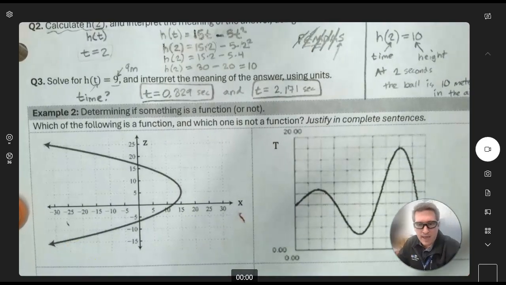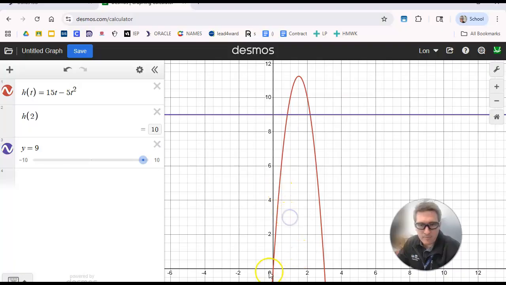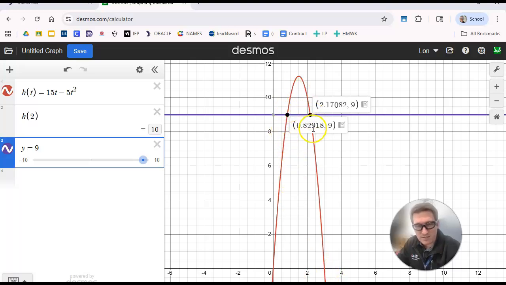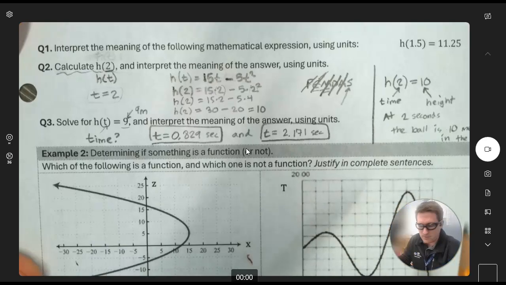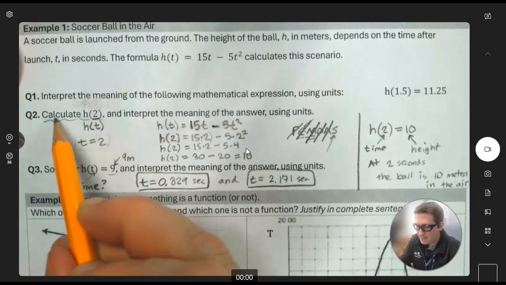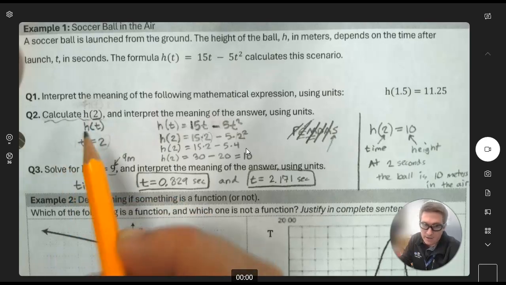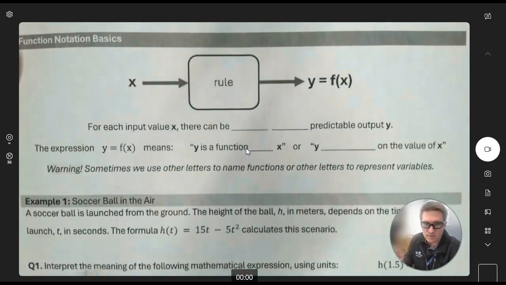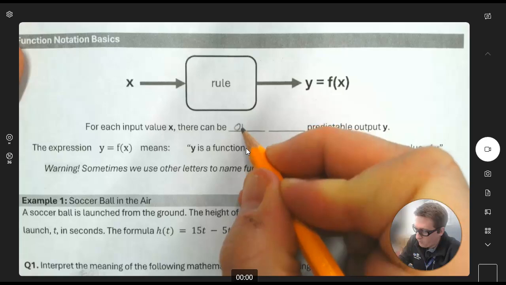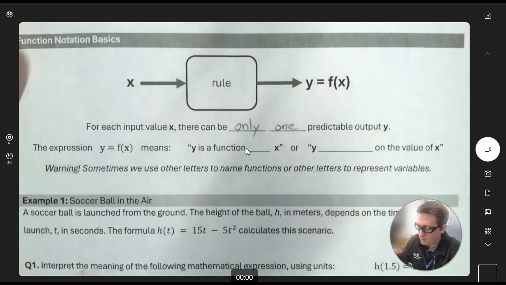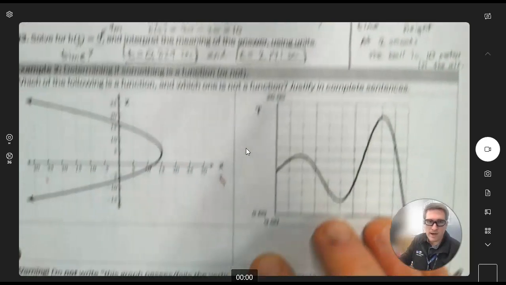Why is it that I have 2 answers? Well, let's remember what's happening here. Remember, this is a soccer ball that goes up and then back down again. It's going to be at the same height twice, once when it's going up and once when it's going down. So sometimes when we solve for functions, when we're solving for time or solving for x, we can have multiple answers. However, when I'm being asked to solve for the height, I can only get one answer because of the rule of a function. The rule of the function is, for each input value of x, there can only be one predictable output y. Which brings us to our final example.